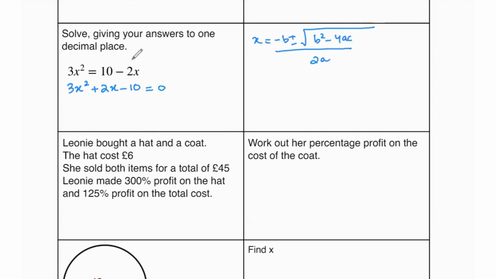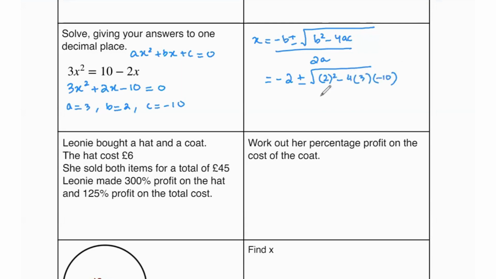Now every quadratic equation comes in the format of ax² + bx + c = 0, a being the coefficient of x squared, b being the coefficient of x, and c being the constant. So a is 3, b is 2, and c is negative 10. Now that we've identified the values of a, b, and c, we will substitute them in the quadratic formula. So that's negative 2 plus minus square root of 2 squared minus 4 times 3 times negative 10, over 2 times 3.